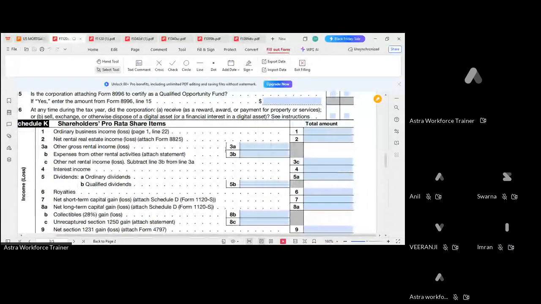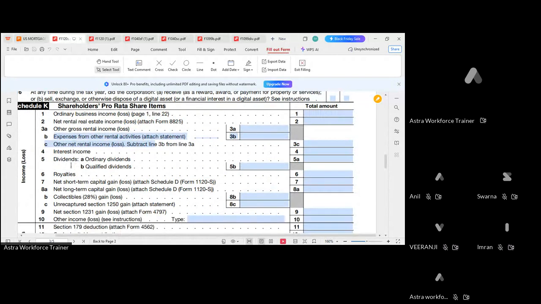And this is the shareholders' pro rata share items: ordinary business income or loss, net rental real estate income or loss, and the gross rental. So everything is updated over here, and ordinary dividends, qualified dividends. So what does ordinary dividend mean? What is the exact amount they are getting from the dividend income, and the qualified, how much is for the borrower's dividend.